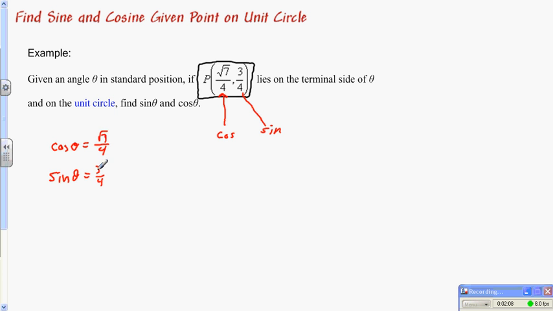Nothing hidden about it, nothing tricky, but the whole reason we can say this is because it is on the unit circle. And that's what allows us to do this.